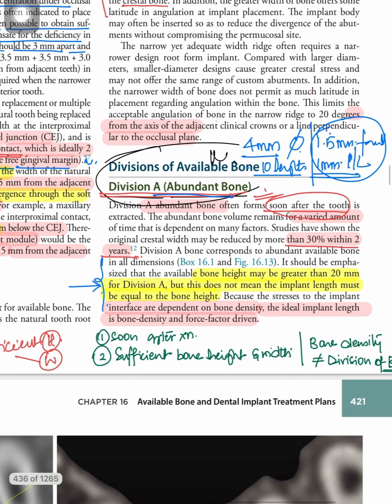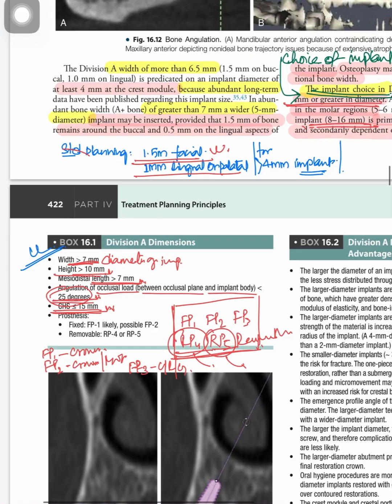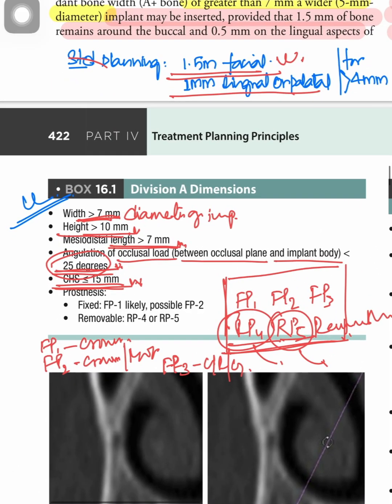So division A bone is formed soon after the extraction. The bone is sufficient in both height and width. Dimensions of division A bone: you have width of more than 7 millimeter. Again, the diameter of implants governs it. The height is usually more than 10 millimeter. Mesiodistal length is more than 7 millimeter. Angulation of occlusal load, that is between the occlusal plane and the implant body, is less than 25 degrees. Crown height space less than 15 millimeter.